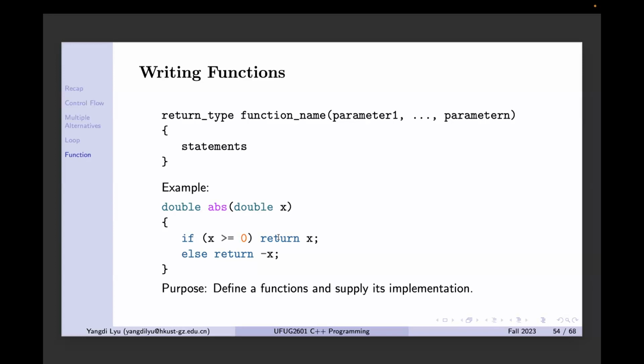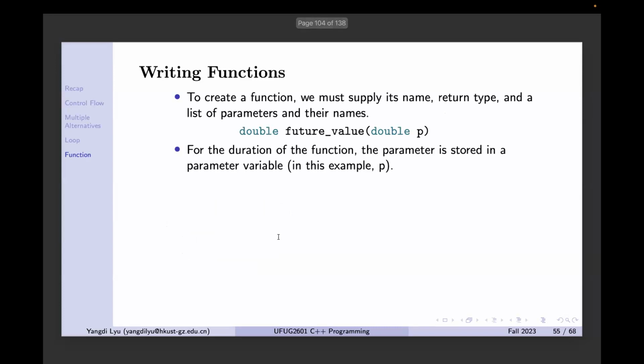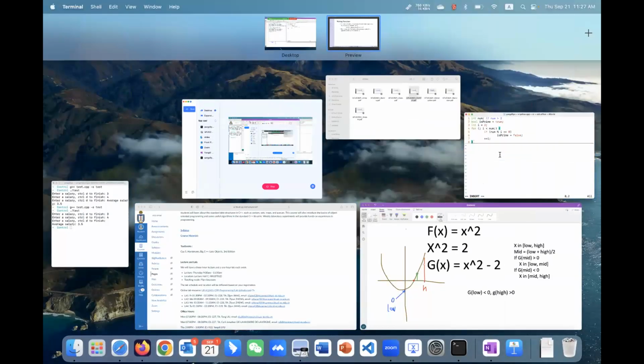And after that, people can use ABS. So this one we have used. It's the future value, where p is the rate, and let me see, we have the code.